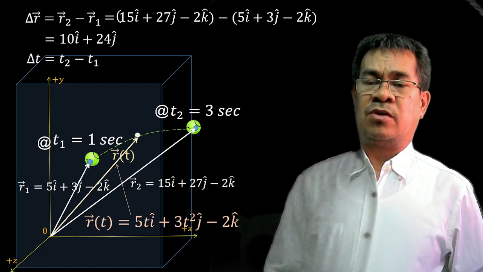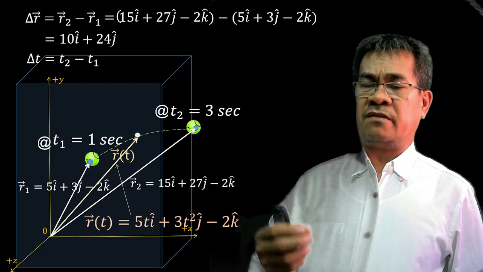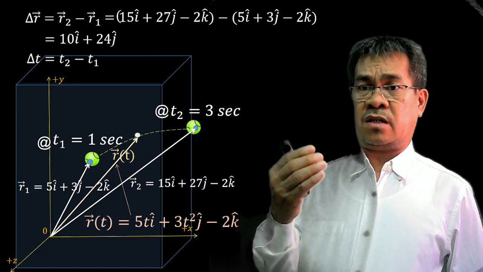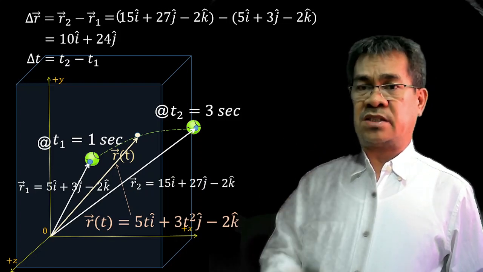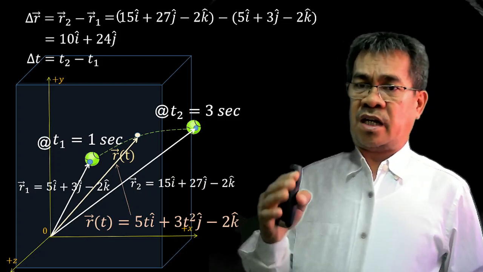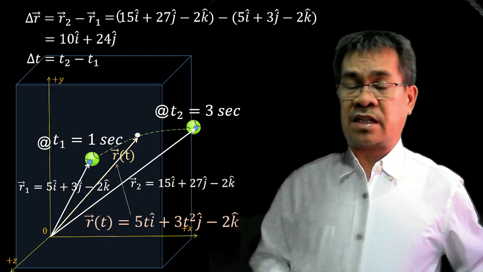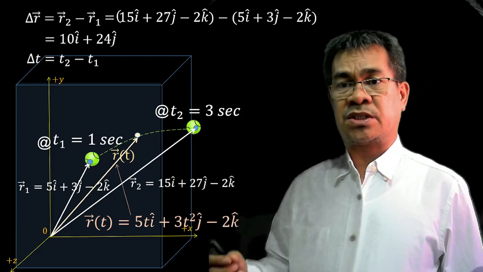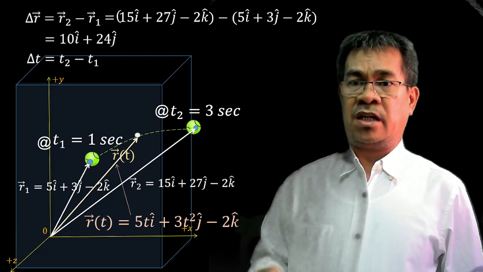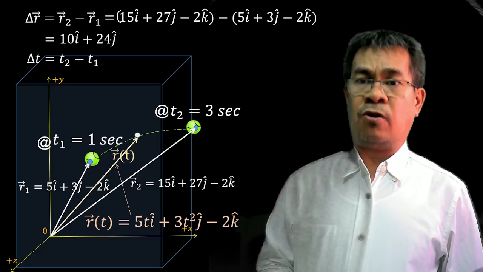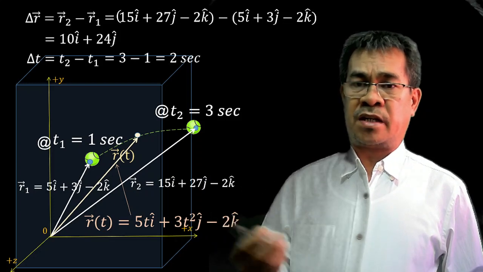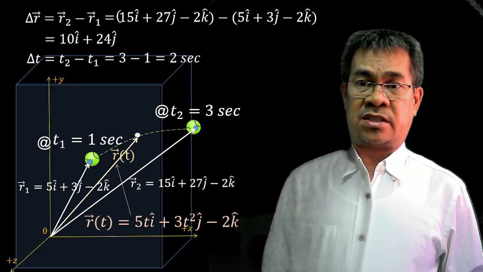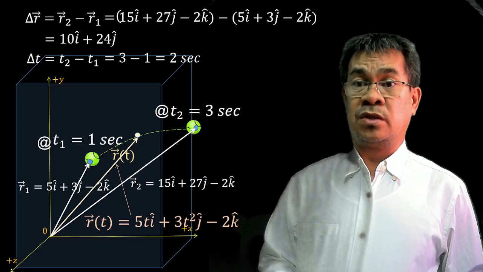Now, we also need to compute the time interval. Why? Because, as I've said, we are computing the average velocity. So the time interval can be computed by subtracting the final time minus the initial time. Meaning, it should be t2 minus t1, or 3 minus 1, and the answer is 2 seconds. This is the time interval, 2 seconds.